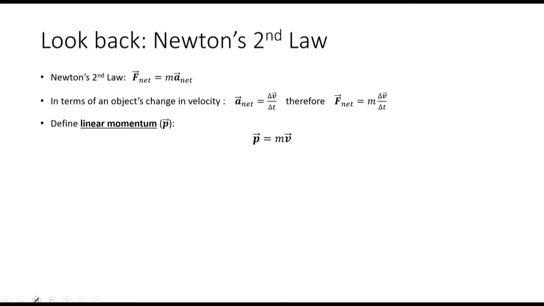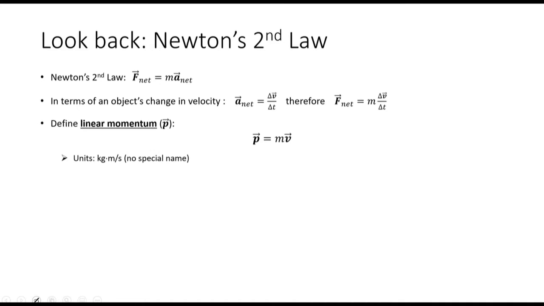Mass is a scalar quantity, it doesn't have direction, and so remember when you multiply a scalar by a vector, your new vector quantity, here p, is going to have the same direction as the old vector quantity, here v. So p and v are going to be in the same direction, so if you know the direction of the velocity, you know the direction of the momentum, and they're directly proportional to each other, so we have p equals m times v.